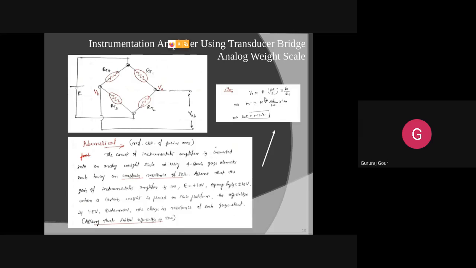Determine the change in resistance for the weight. Simply use the formula V naught equal to this one and substitute the values. Delta R is the only unknown. You will get it as 0.15 ohm. When you put the weight, it is showing 1.5 volt, which does not mean 1.5 gram; it may be 1.5 gram or 1.5 kg, whatever. But what this change in resistance indicates is that RT1 and RT3 are increased by plus 0.15 ohm and RT2, RT4 are reduced by minus 0.15 ohm.